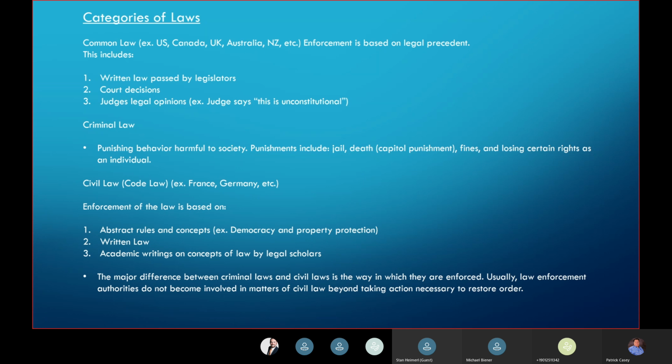Usually, law enforcement authorities do not become involved in matters of civil law beyond taking action necessary to restore order. In other words, they're not going to get in a dispute between you and me over a car wreck sometimes. In the city of Memphis, particularly, if we start exchanging our information prior to the police officer arriving, they will not do anything whatsoever. They won't document it. They won't give you a traffic report or a crash report. They'll say it's an act of civil law that they won't touch.